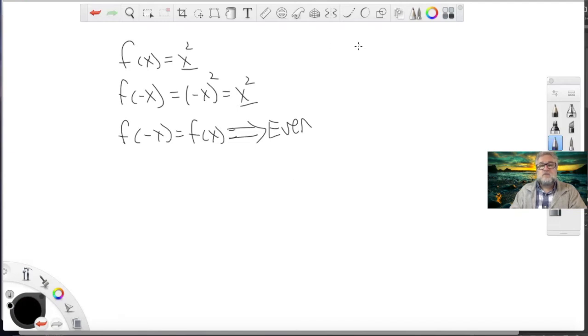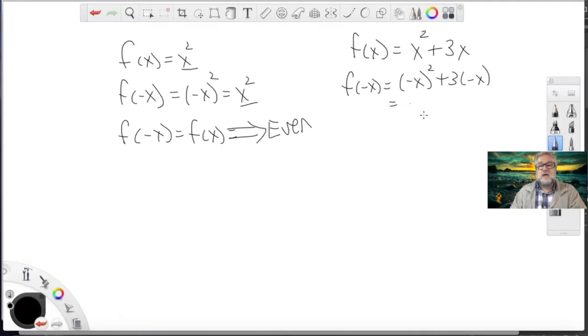Okay? But what if I have f of x equals x squared plus 3x? Let's try that one. So now we'll put in negative x for x. So I'll get minus x squared plus 3 times minus x. The negative signs will cancel on the x squared, awesome. The negative signs will not cancel here, so I get a minus 3x. So that is not equal to f of x. So f of minus x is not equal to f of x.